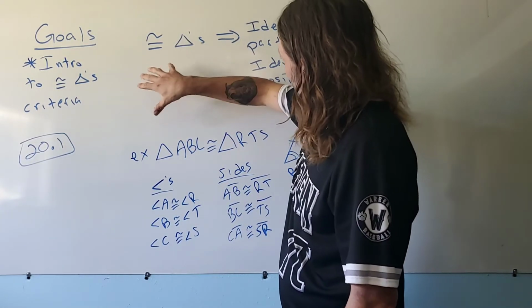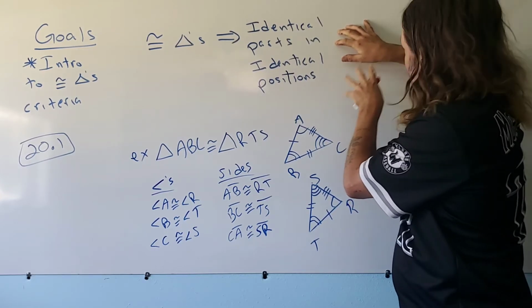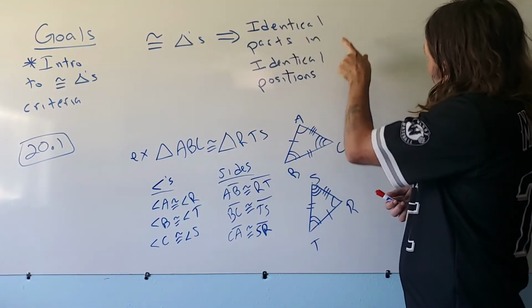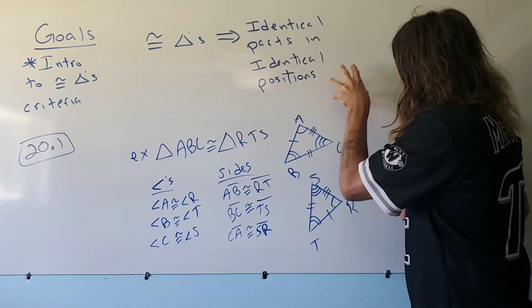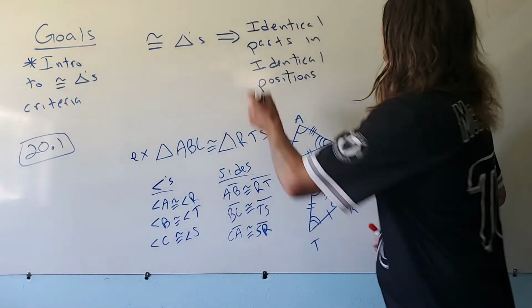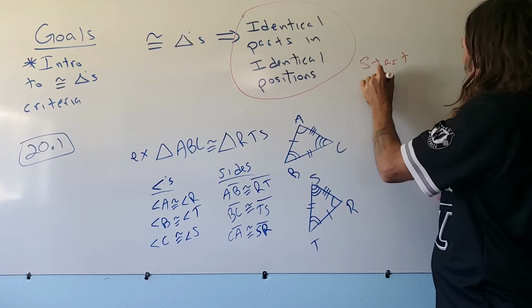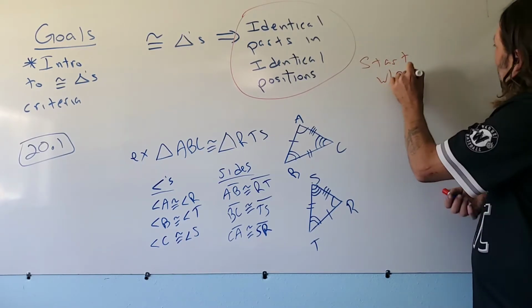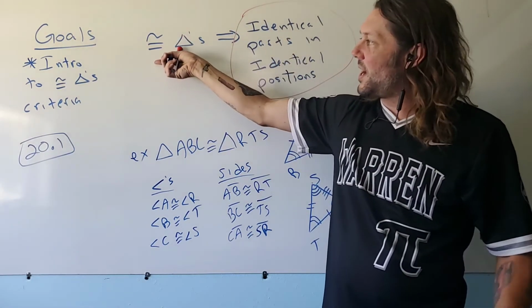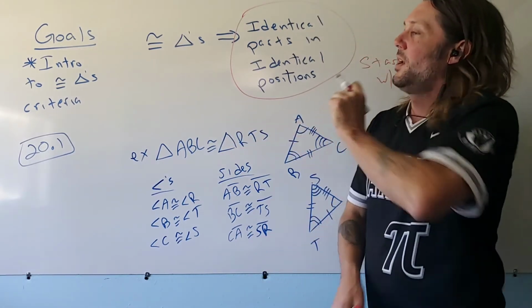Again, before we saw that if we had identical shapes, that implies that their parts must be identical and in identical positions. In section 20.1, we want to figure out, do we have identical parts in identical positions? If that's what we have, the triangles are going to be congruent. So we start with this. This is what we're starting with in 20.1. And so we're going to determine, do we have this or not? If we have this, then we can move on and say, yes, I have identical triangles. If I do not have this, we cannot say that we have identical triangles.